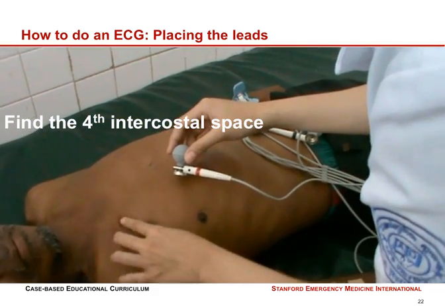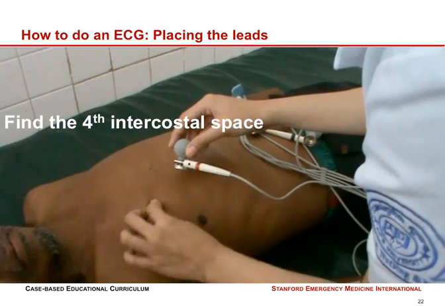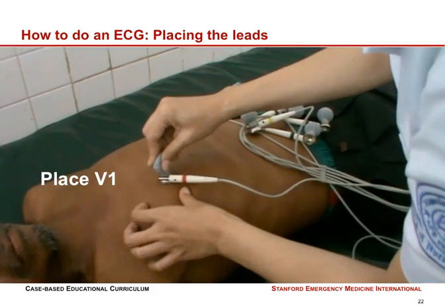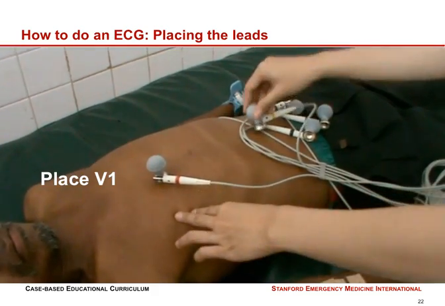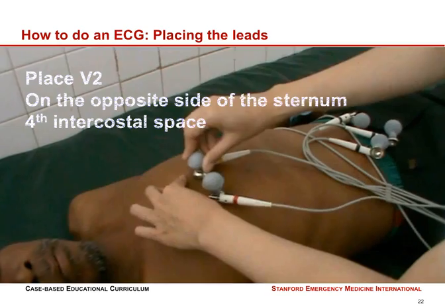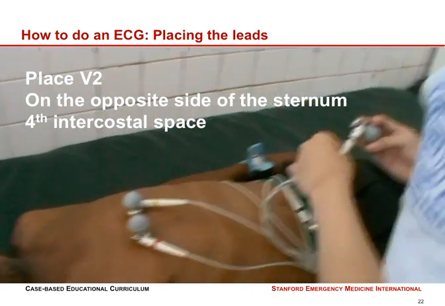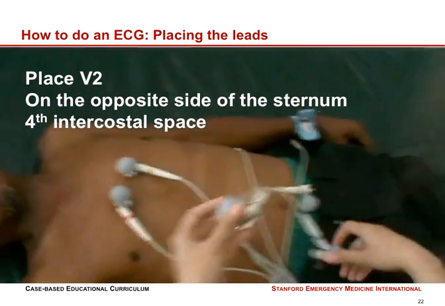Find the fourth intercostal space when preparing the first V1 precordial lead. When you find it, just to the right side of the sternum, place V1. And then on the left side, on the opposite side, place V2, also in the fourth intercostal space.